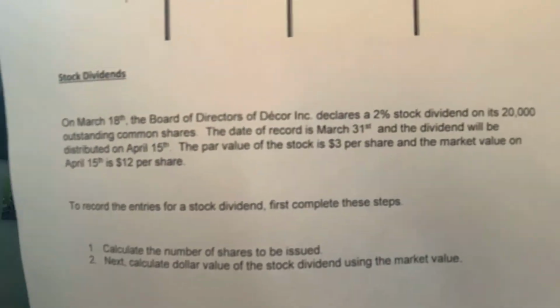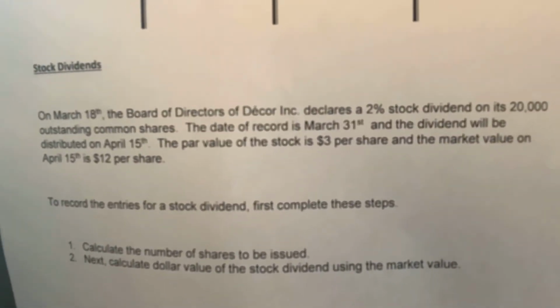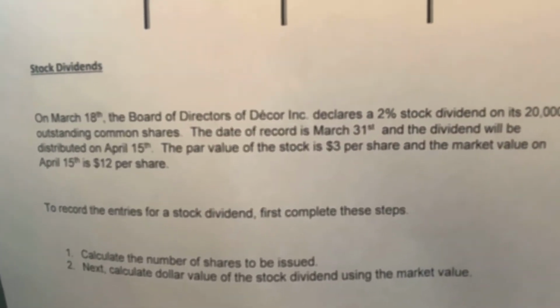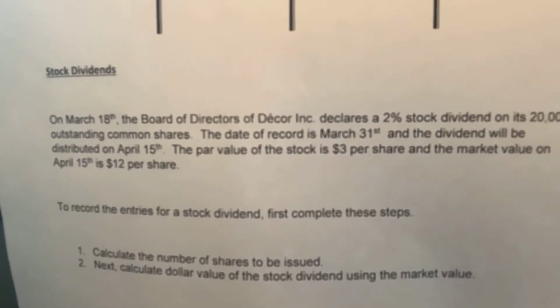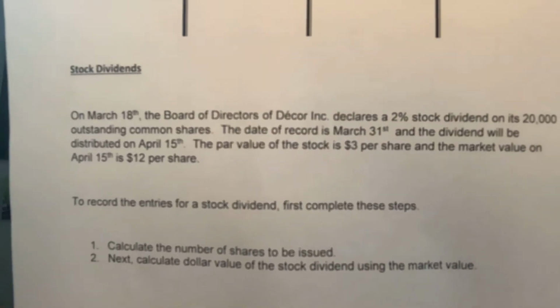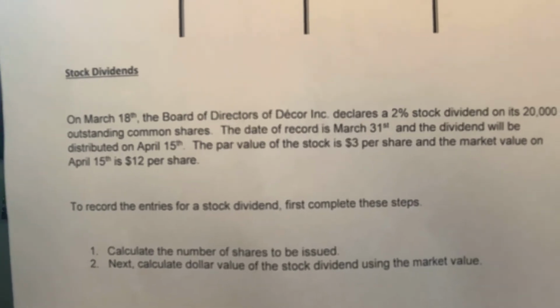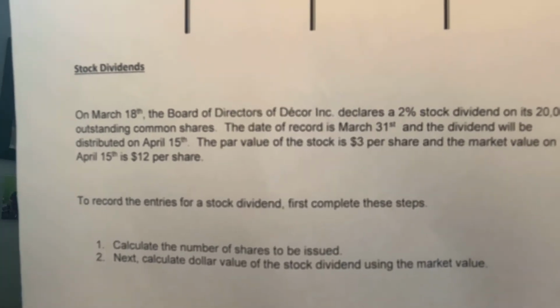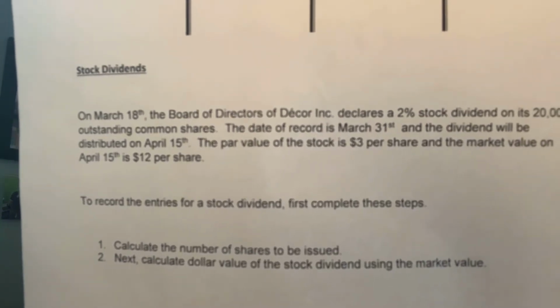Let's say it's March 18th. The board of directors of Decor Inc. declares a 2% stock dividend on its 20,000 outstanding common shares. The date of record is March 31st, and the dividend will be distributed on April 15th. The par value of the stock is $3 per share, and the market value on April 15th is $12 per share. Okay, that's a lot of information.